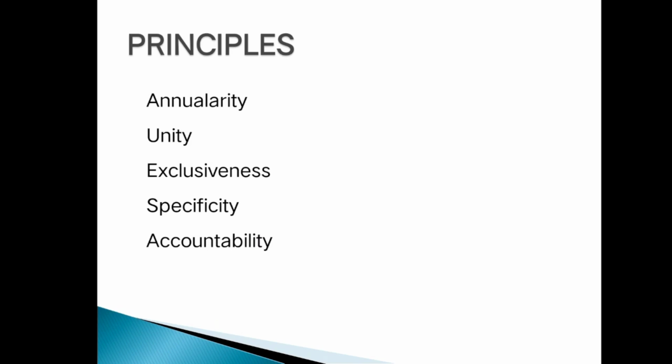Next is specificity, that is, specifically we are going to do the budgeting. For example, we will be having a budget for stationery, budget for salaries, budget for the educational tours, like that. Specifically we should plan the budgeting according to the needs.